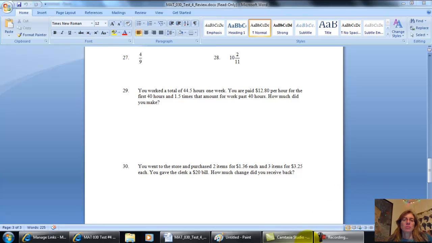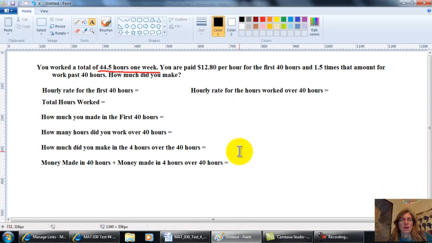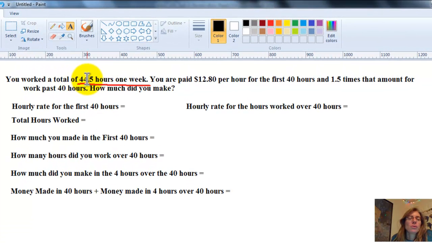All right, problem 29, a word problem. So let's look at that. You worked a total of 44.5 hours in 1 week. You're paid $12 per hour for the first 40 hours, and 1.5 times that amount for work past 40 hours. How much did you make?